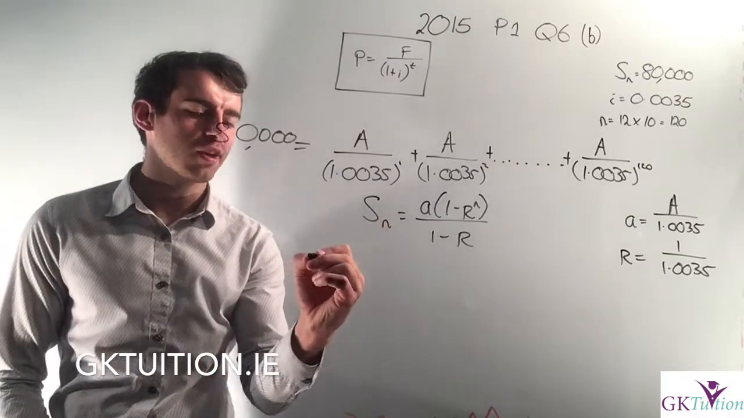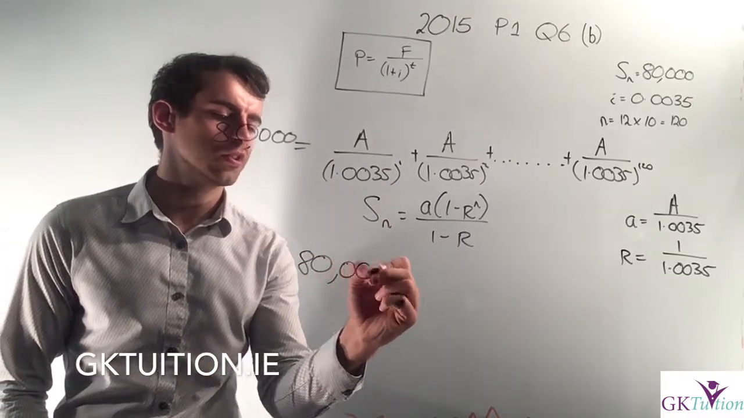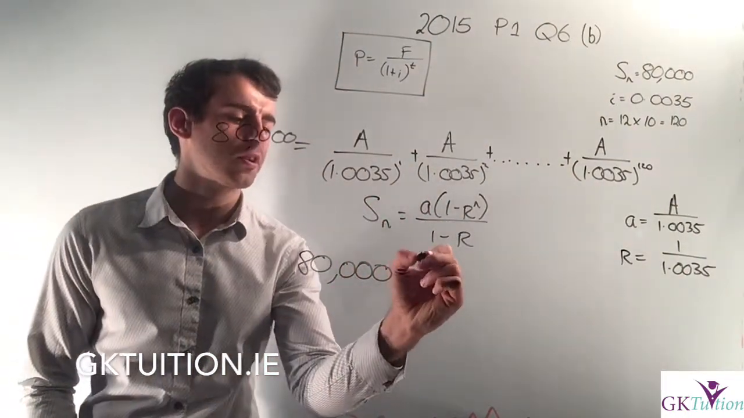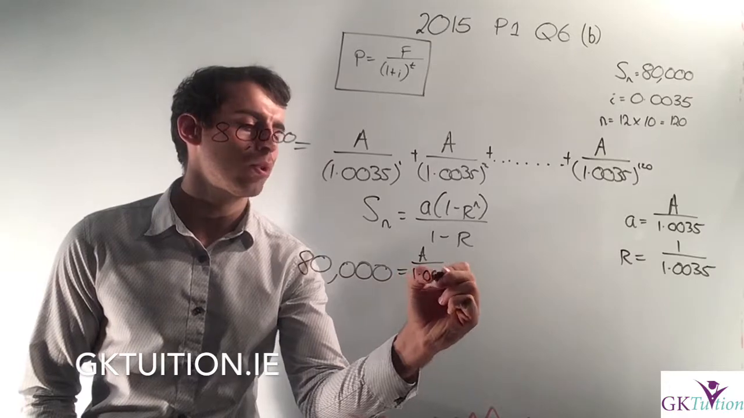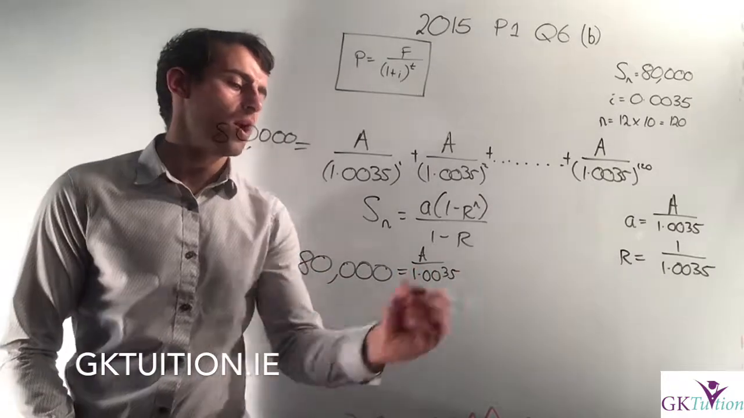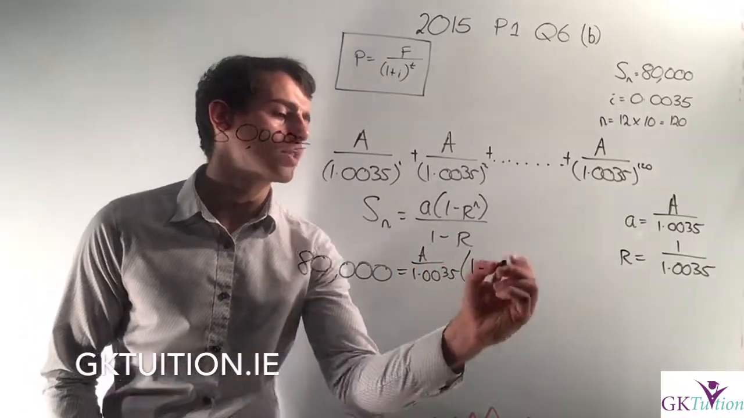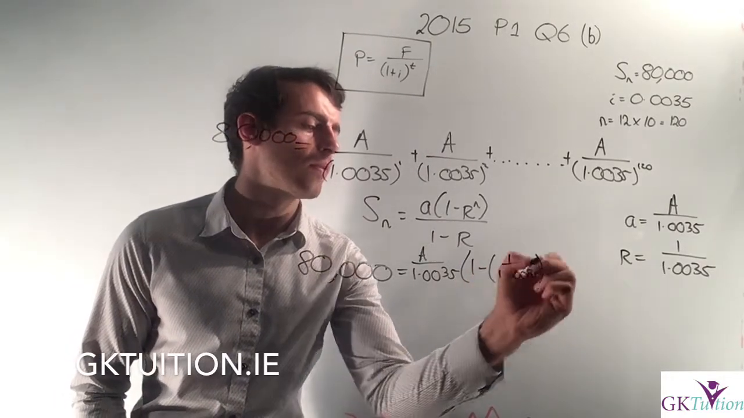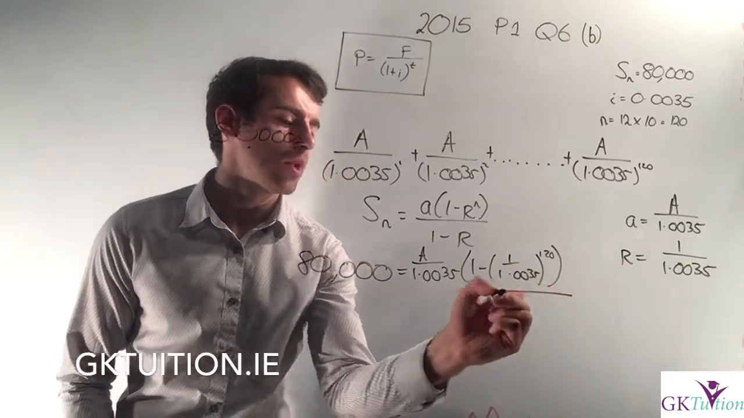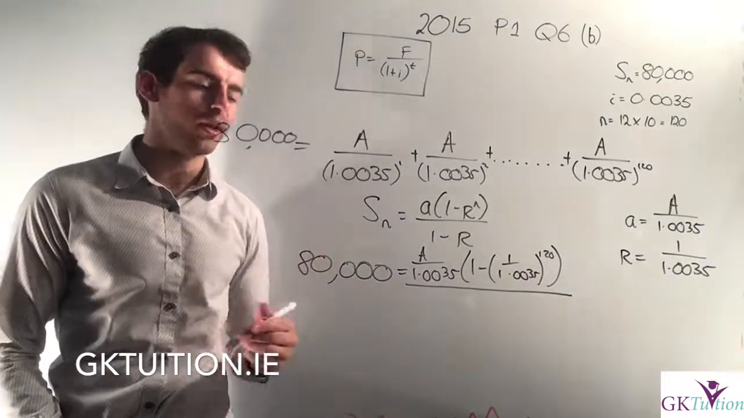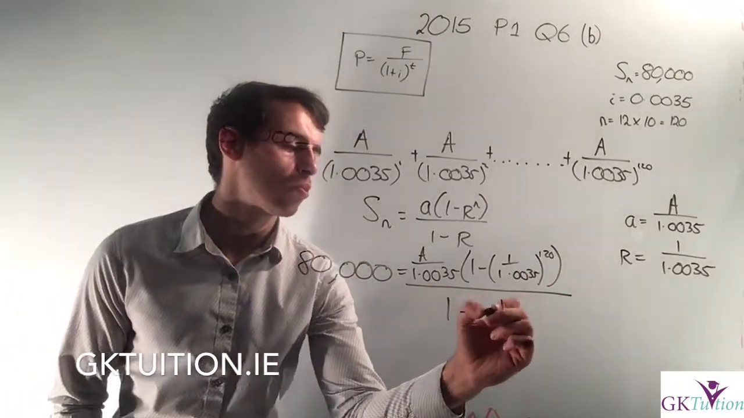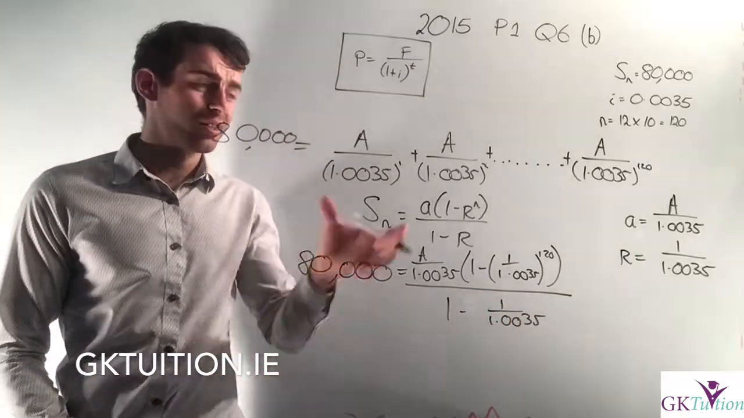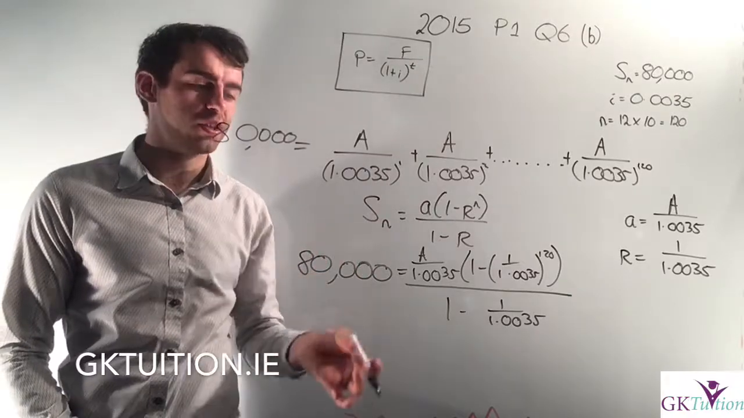So instead of Sn, I can put in 80,000. I know the sum of the geometric series is 80,000. I know that a, which is my first term, is capital A over 1.0035. And in my bracket, I've got 1 minus r, which is 1.0035, to the power of n, which is 120. And that's all divided by 1 minus r, so that's 1 minus 1 over 1.0035. To be honest, that's the financial maths bit of the question done.